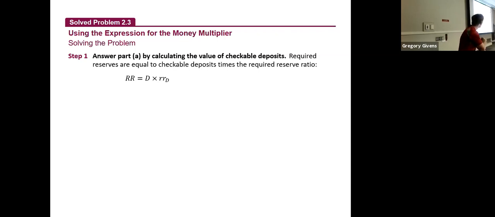Remember, little rr is required reserves divided by deposits. So required reserves is just total deposits times the required reserve ratio. Well, we know that required reserves are 80 billion. We don't know what checkable deposits are, but we do know that the required reserve ratio is 10%. So if we flip this equation around, you can easily solve for deposits. It's 80 billion divided by 0.1, or 800 billion.